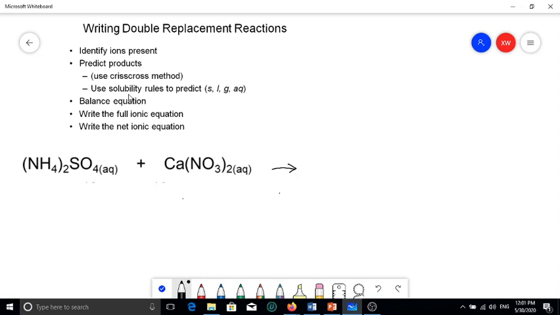Feel free to pause at any point of the video to see if you can try. I would strongly recommend you have a piece of paper and pencil next to the computer to see if you can try this on the paper. Okay, step by step. The first thing we're going to do is identify the ions present.